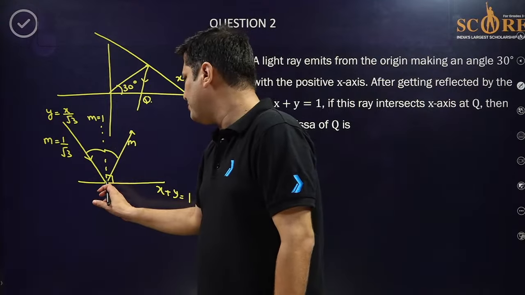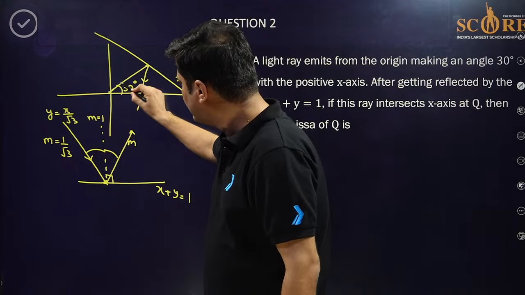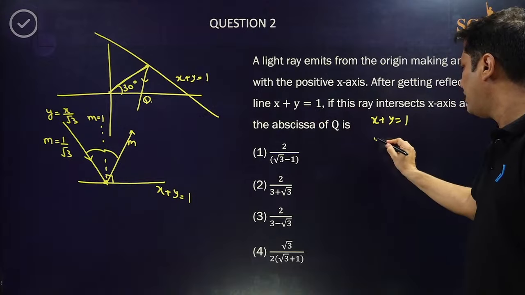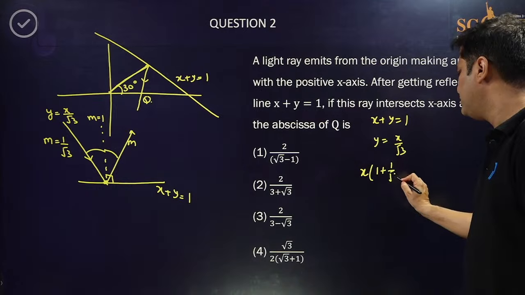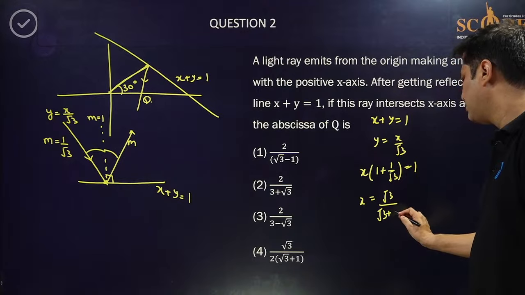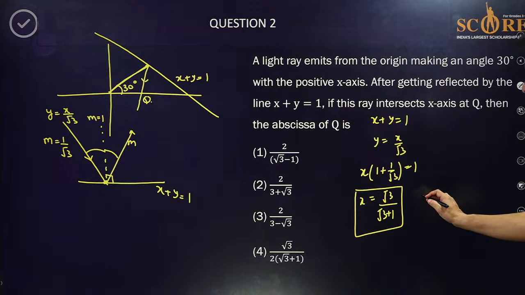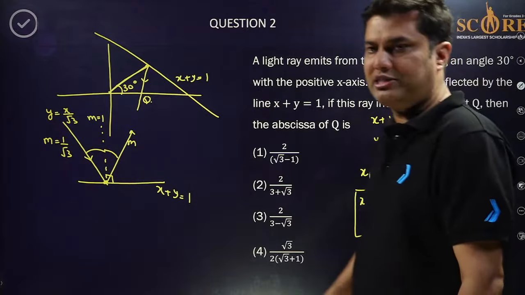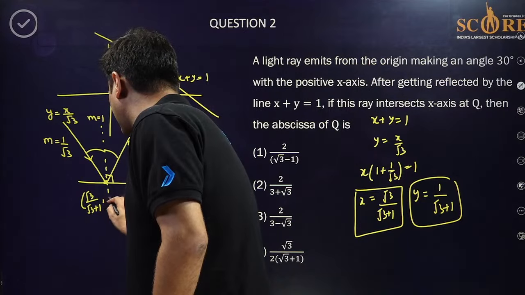Can you find the intersection point between this and this? We can easily find the intersection point of y equals x by root 3 and x plus y equals 1. Substituting y = x by root 3 into x plus y equals 1, x common, 1 plus 1 by root 3 is equal to 1. So the x coordinate will be root 3 upon root 3 plus 1, and the y coordinate will obviously be 1 upon root 3 plus 1. So you have the intersection point: root 3 upon root 3 plus 1, comma, 1 upon root 3 plus 1.